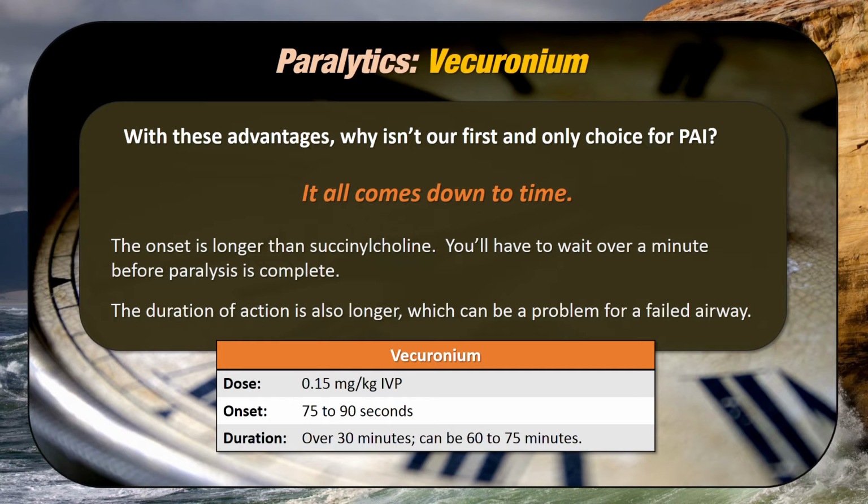Sometimes vecuronium may take over a minute to paralyze completely. The duration of the action is very long. It can sometimes last up to 60 to 70 minutes. The dose of vecuronium is 0.15 milligrams per kilogram IV push, and the onset is usually between about 75 and 90 seconds. And the duration of it is well over 30 minutes and sometimes can last 60 to 70 minutes.